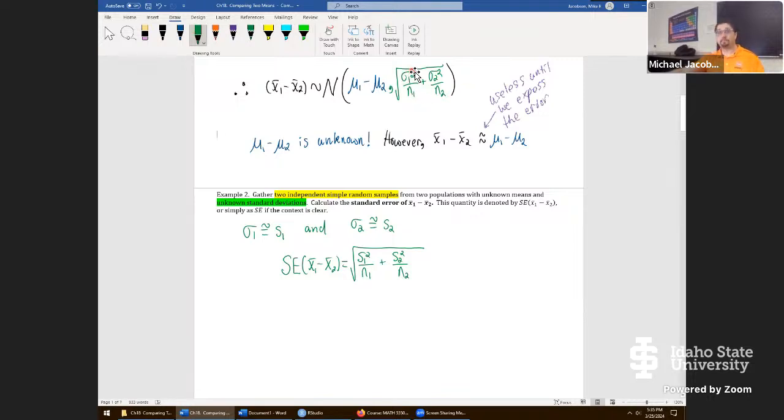We need this quantity up here. But same kind of problem. We don't know the value of sigma 1 squared. We don't know the value of sigma 2 squared either. Instead, we come down here and estimate with the statistics, S1 and S2. And now we have estimates upon estimates. This thing, standard error of x bar 1 minus x bar 2, its whole purpose is to estimate that. And we did it by estimating each of the parameter values with statistics from the data.